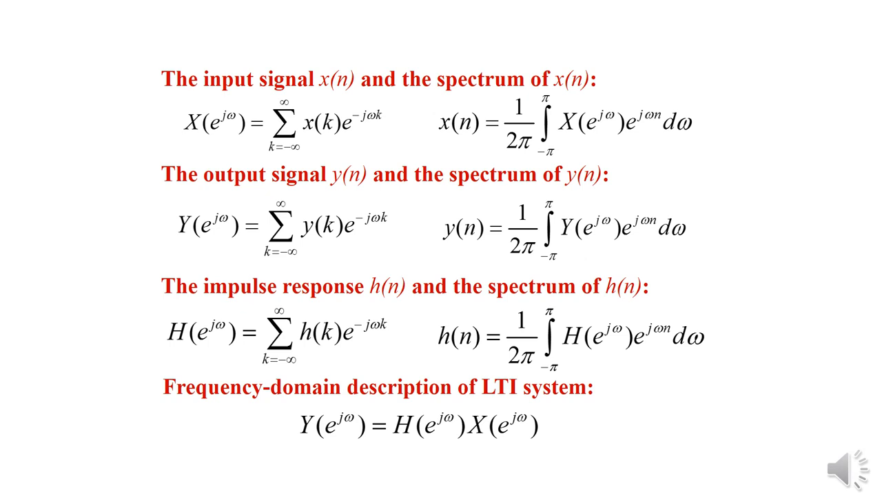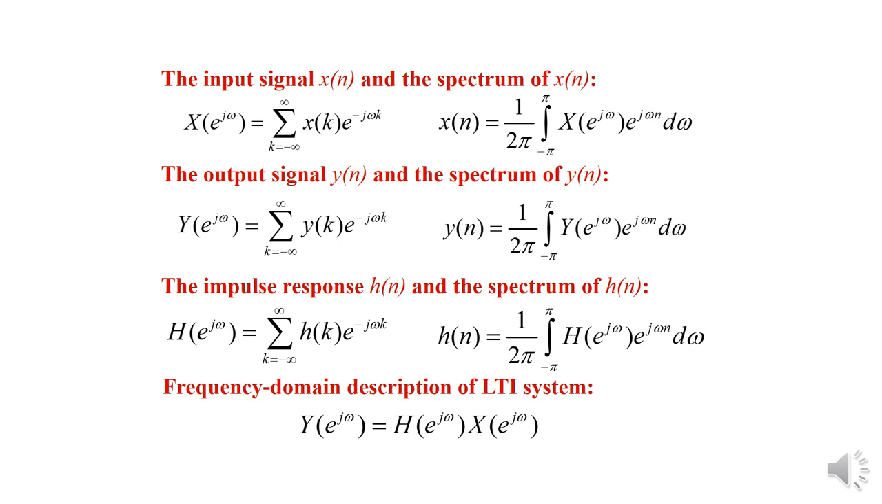So I will repeat that thing. When we are in the time domain, or the discrete time domain, y[n] is equal to h[n] convolved with x[n]. But when we are in the frequency domain, Y(e^{jω}), which is the frequency response of y[n], is equal to the frequency response of h[n], which is H(e^{jω}), multiplied by the frequency response of x[n], which is X(e^{jω}).